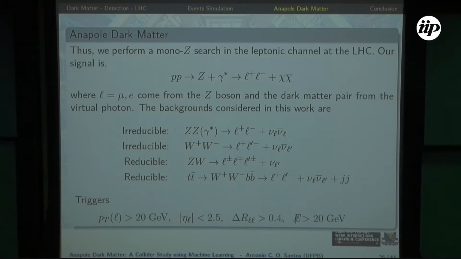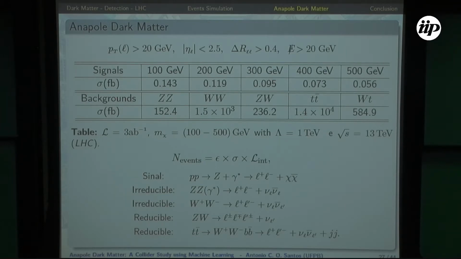So we applied some trigger cuts, and these are the cross sections. The number of expected events is the integrated luminosity times the cross section and the efficiency of the cuts. Worth mentioning, for instance, the tau anti-tau and top anti-top background. You can see here it has a huge cross section. On the other hand, after cuts, you can almost exclude it, for instance, based on the jet particles in the final state.